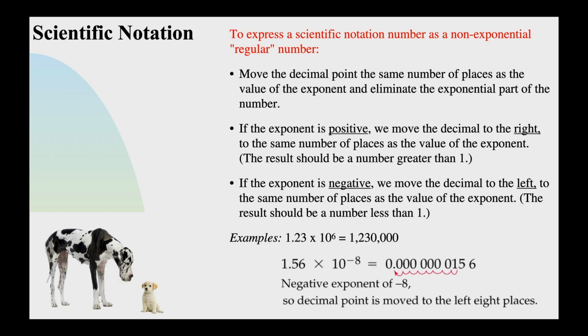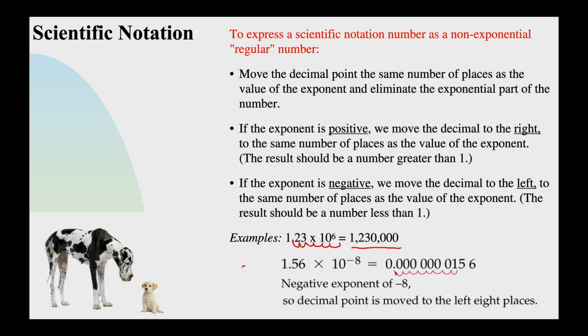So here's some examples. 1.23 times 10 to the 6. We would move that decimal over 6 times. So 1, 2, 3, 4, 5, 6. I'll pretend there's zeros there. Here's what the number looks like. 1,230,000 would be that number.